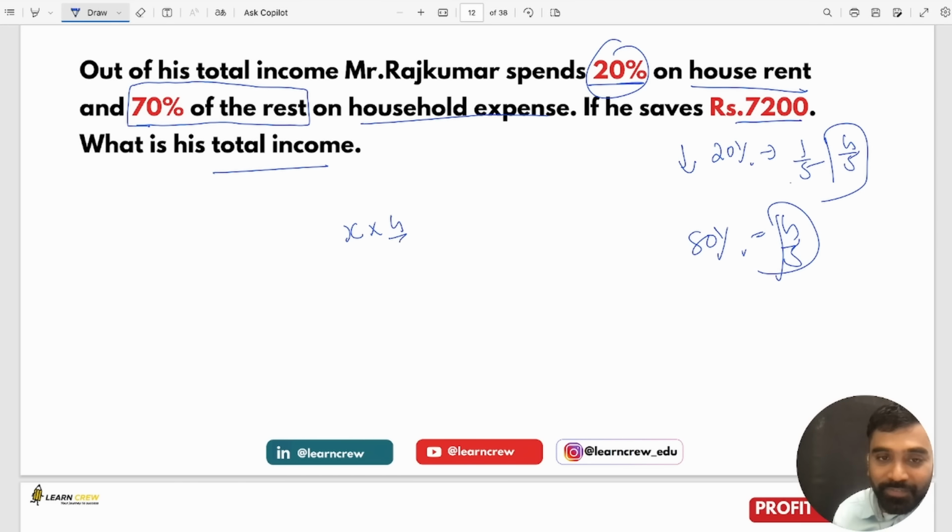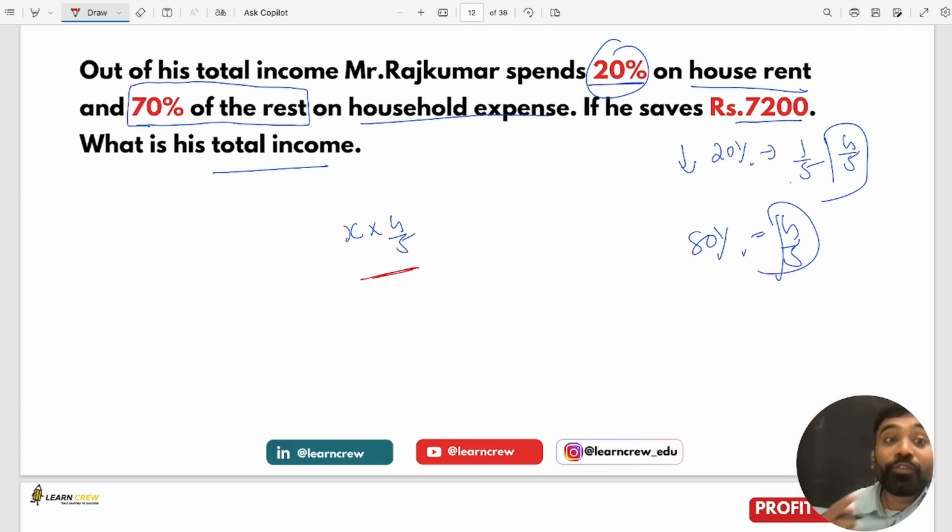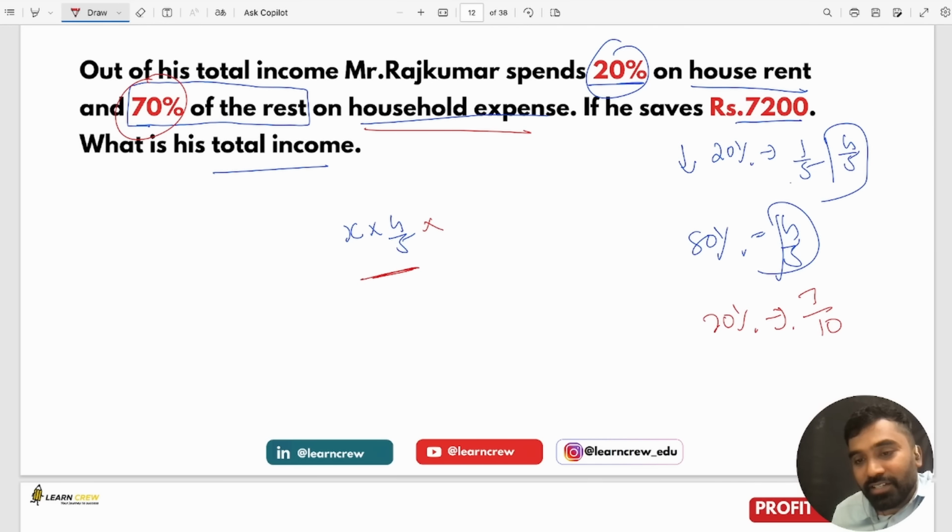Now, this remaining amount, what are you spending it on? In this remaining amount, 70% you're spending on household expense. What is the 70% value? 70% means 7 by 10. Remaining is 30%, which is going to be 3 by 10. That is equivalent to how much?